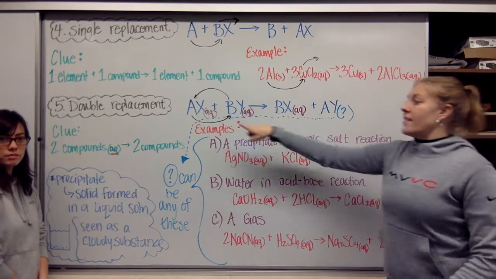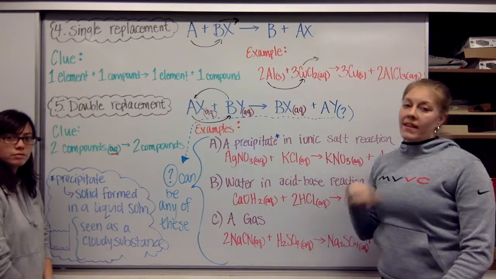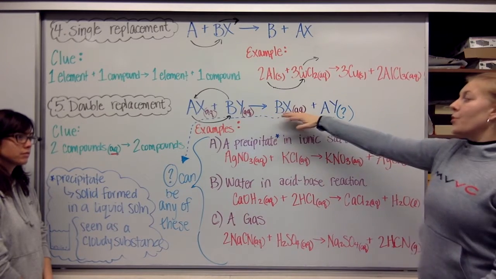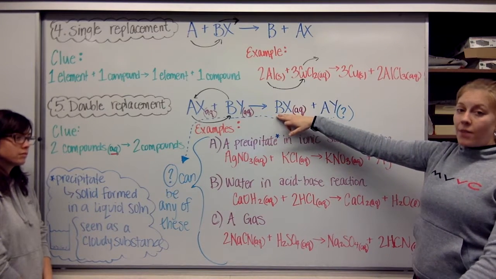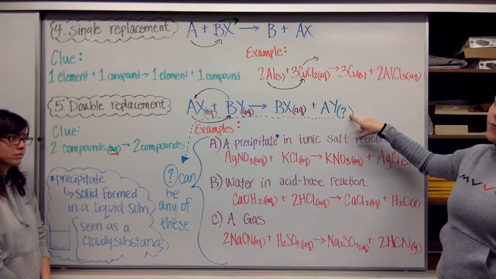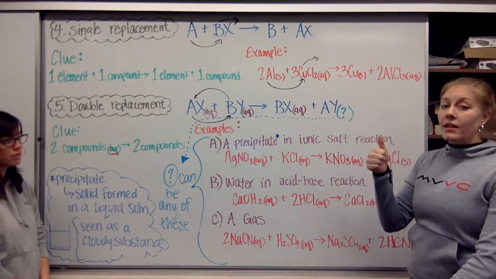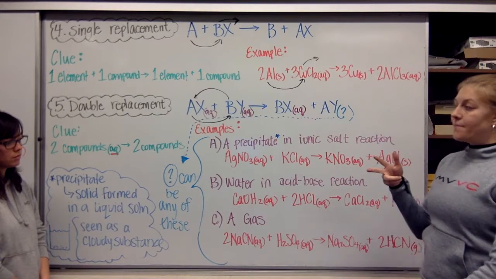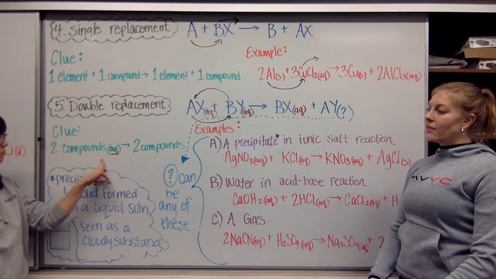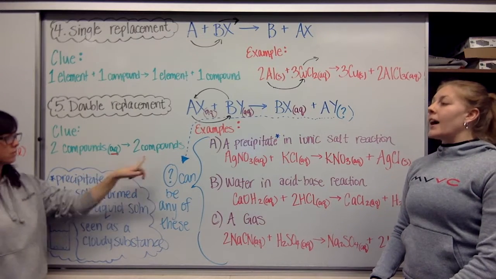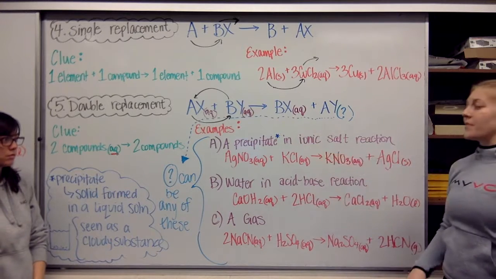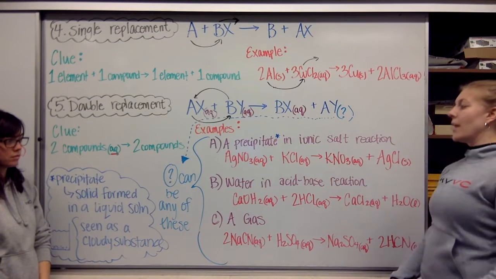What you'll notice for this is that both of our reactants are always aqueous. They're two compounds, they're always aqueous. They're going to produce one aqueous product and one product that I have a question mark for. That's because it can either be a solid, a liquid, or a gas. Okay? So our clue over there in green for double replacement is we'll have two compounds that are both aqueous, producing two compounds. Okay? Our first example is a precipitate in an ionic salt reaction.